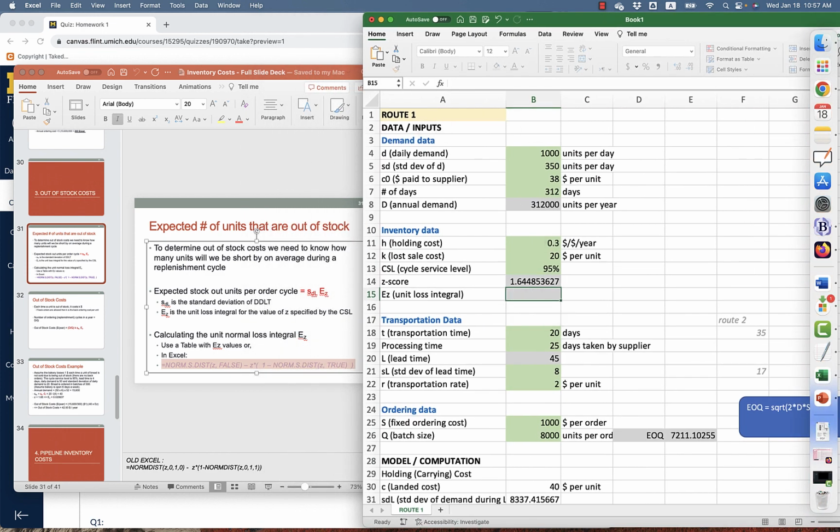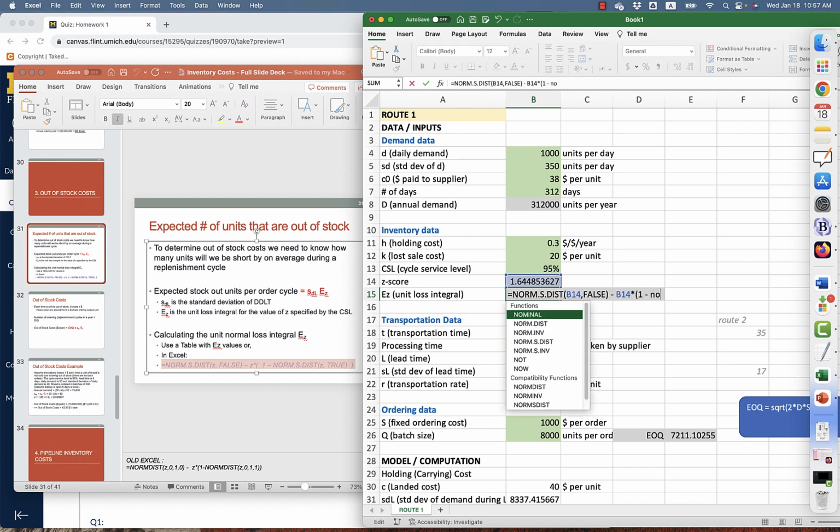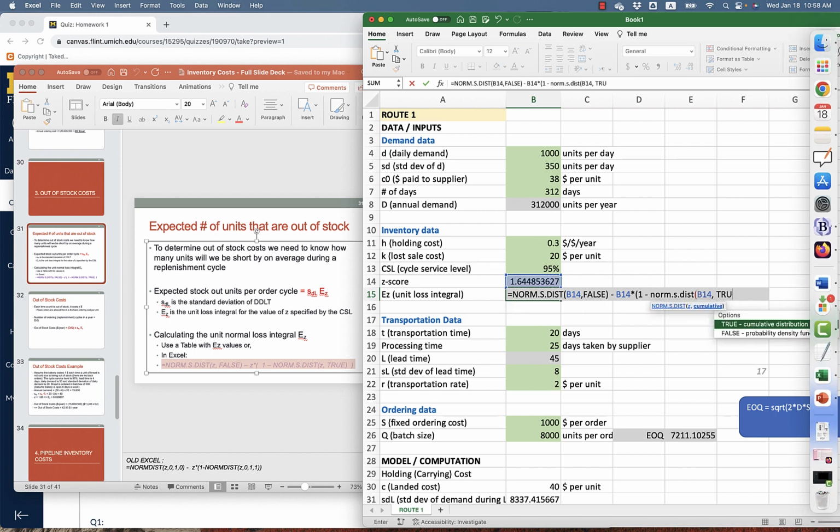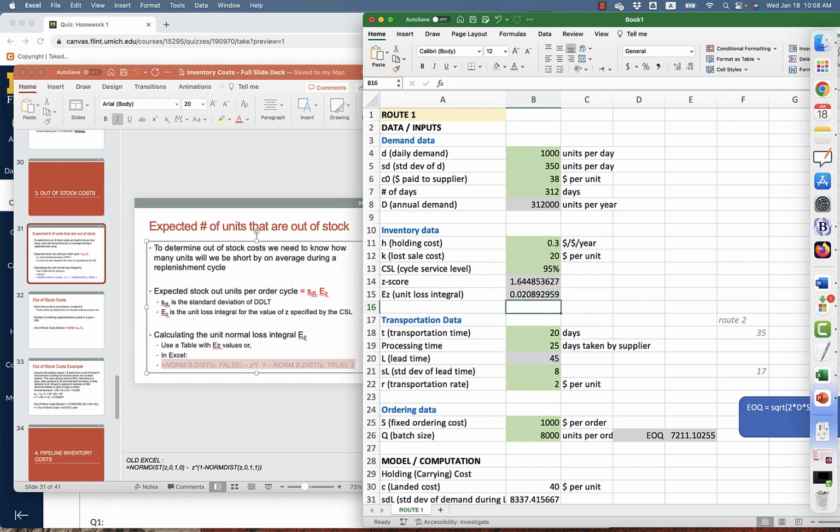So this should be equals NORM.S.DIST, Z value, false, don't do cumulative, minus the Z value. Let's see if this much works. Yes, it is working. So now I'll complete it. This times 1 minus NORM.S.DIST, the Z value, which is right here. And now you need to do cumulative, true, and here it is, 0.02089.